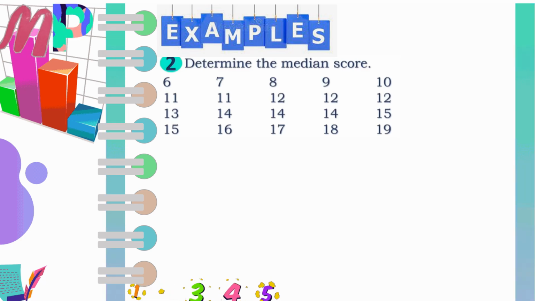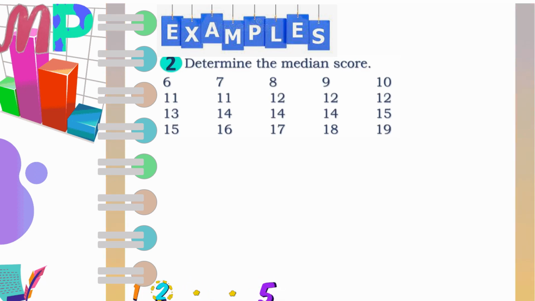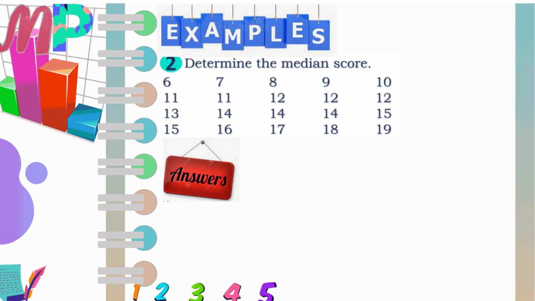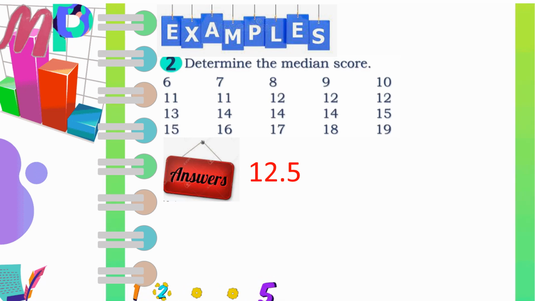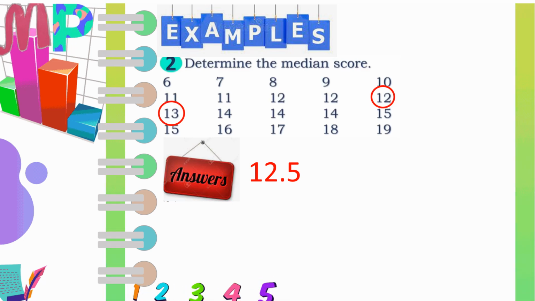Now, if we are given these 20 scores and you are asked to determine the median, always remember to arrange the given scores from lowest to highest, and then determine the middle score. So the median score is 12.5. 12.5 is between the two scores, between 12 and 13.